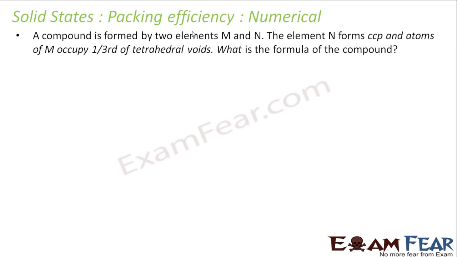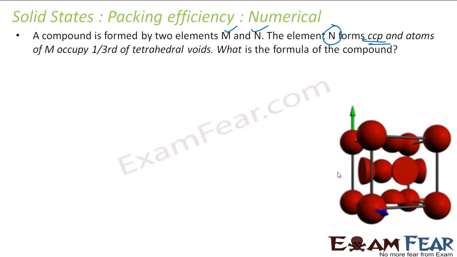The question says a compound is formed by two elements M and N. N forms CCP, so let's form CCP. N forms the CCP, and atoms of M occupy 1/3 of the tetrahedral voids. What is the formula of the compound?